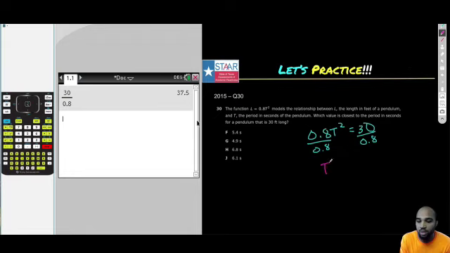So now I know that t squared equals 37.5. To find this, I need to do the square root. See, look at that. It came back up even on the test. And my answer is going to be t equals plus or minus the square root of 37.5.